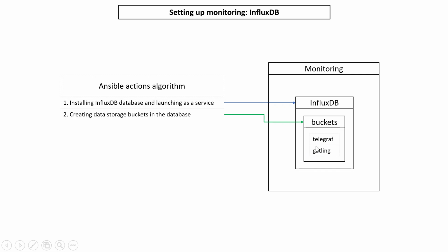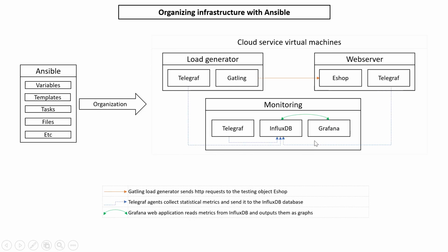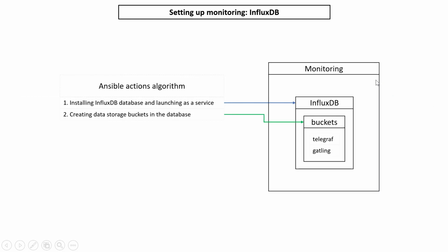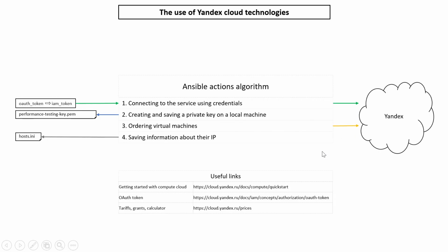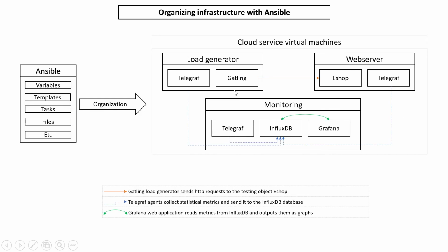The Telegraf bucket will store metrics that are collected by Telegraf agents, and this will be metrics about the utilization of hardware resources. And the Gatling bucket will also store metrics collected by Telegraf agents, but they will be dedicated to the statistics of the load generator.